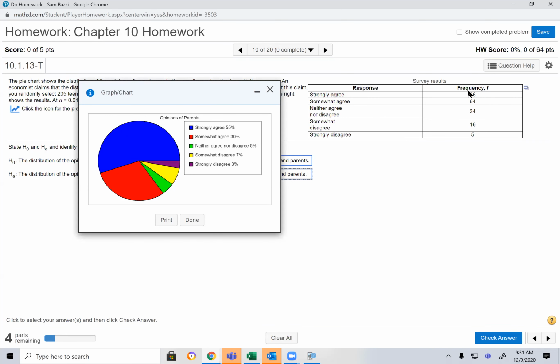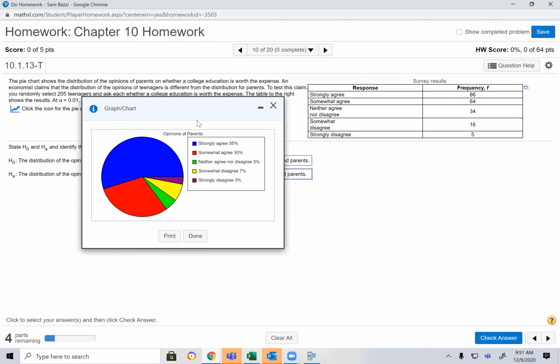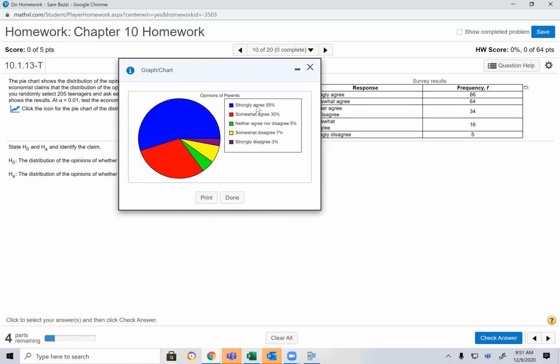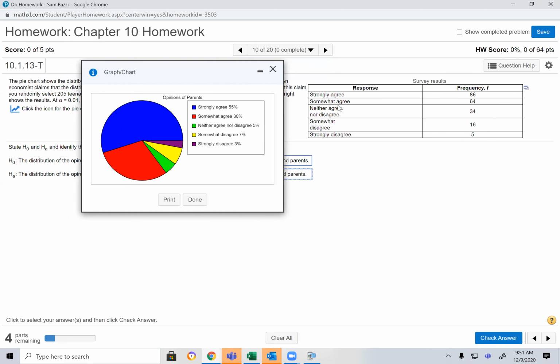Okay, these are the observed values, guys: 86, 64, 34, 16, 5. The given values are always the observed values. The expected values, you need the total, which we already know. It's 205. It's given in the problem. And what do you do for the expected values, guys? You can see the pie chart. How do you find the expected values? You're not going to divide by 5 here because you have different percentages. So what do you do to find the expected values for strongly agree?